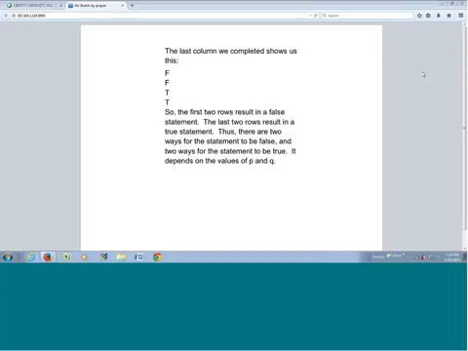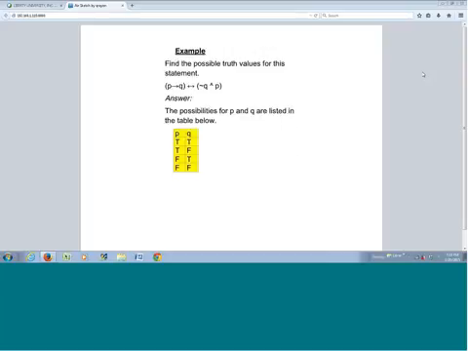Okay, let's do another example. Find the possible truth values for this statement. Notice I have the same possibilities listed where P is true, true, false, false, and Q is true, false, true, false. So if Q is true, negation of Q is false. If Q is false, negation of Q is true. And I'm doing that because we do have a negation of Q in this problem.